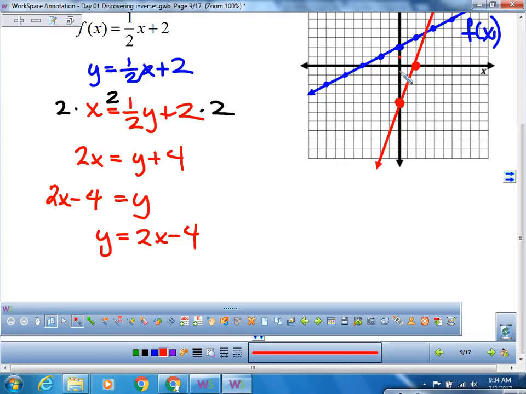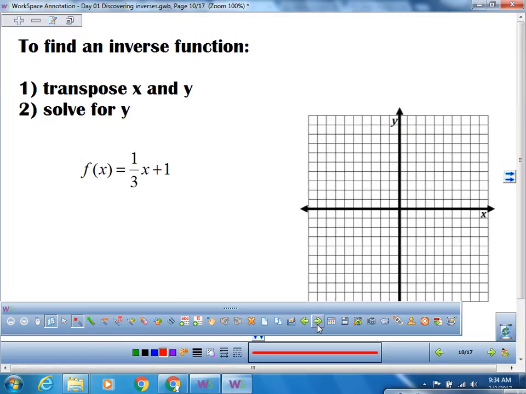Down 1, 2, 3, 4, there's my y-intercept, and my slope is up 2 over 1, up 2 over 1, up 2 over 1. That's my line. Right? Pretty easy? You guys ready for homework? Okay, you want me to do one more?